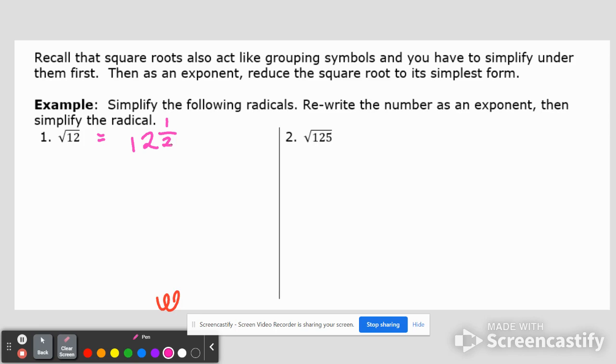So when we're simplifying a radical, what we're trying to do is basically take out as much as we can from the square root where we don't have anything left that can still be simplified.